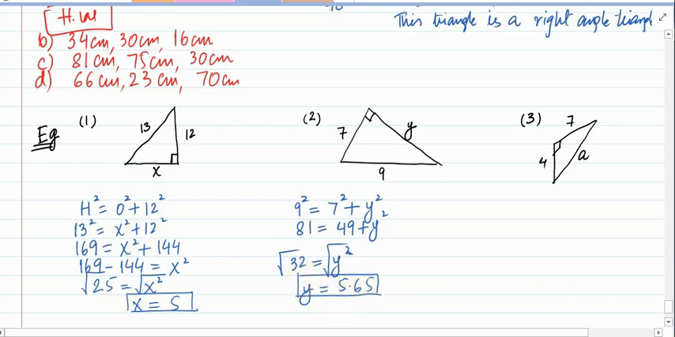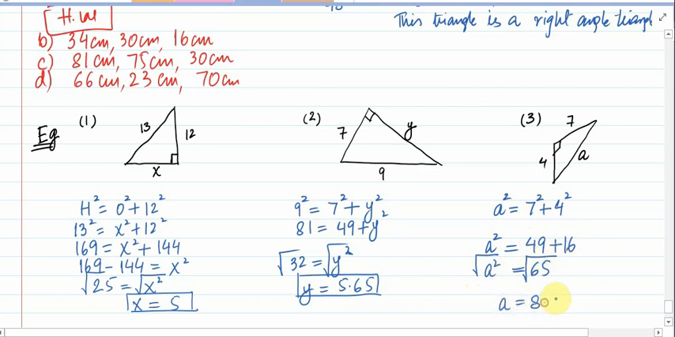Last one, again 90 degree angle, Pythagoras for A. First apply the working formula. Hypotenuse is A, opposite 90 degree. A square is equals to 7 square plus 4 square. 7 square is 49, 4 square 16 is equals to A square, right? So 49 plus 16 is equals to 65 is equals to A square. Applying root on both sides, so root 65 is equals to 8.06, so A is equals to 8.06 centimeter, right?